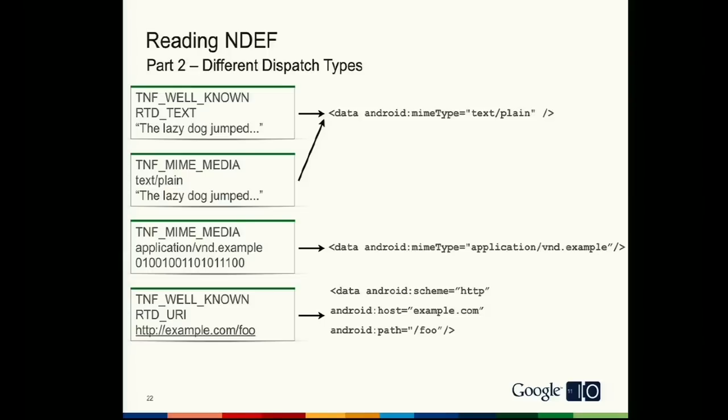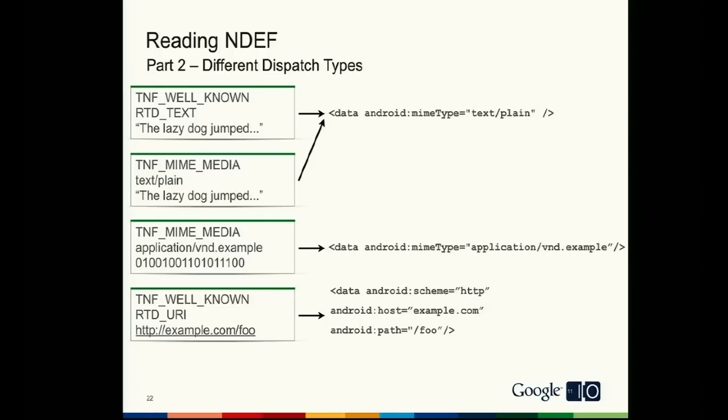So the first two examples show how we handle just raw text coming in. The sticky notes example that we showed earlier handles the text/plain MIME type, and it just deals with general text. There are two ways you can get general text. There's a top-level type, well-known, with a secondary type of text, and the payload is just text.